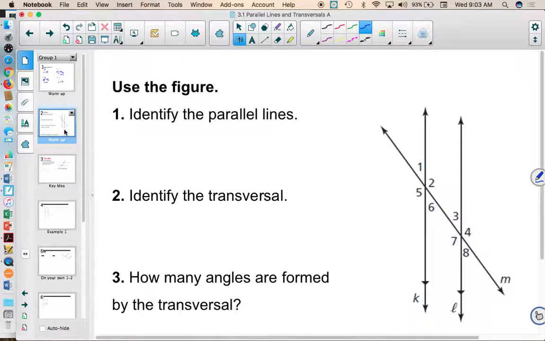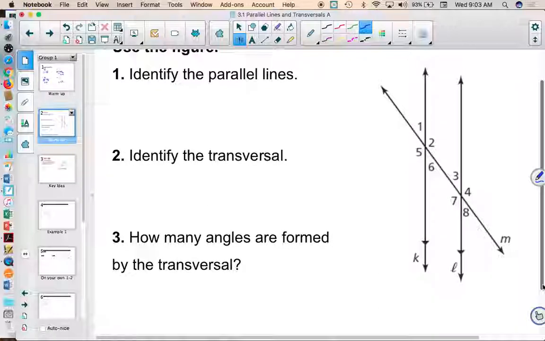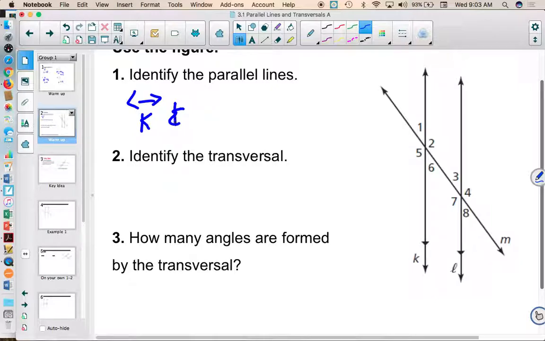Okay, let's see what else you remember. Identify the parallel lines. Our lines are labeled K, L, and M. So which ones are parallel in our notes here? Shelby? K and L. Okay, Shelby says line K and line L.